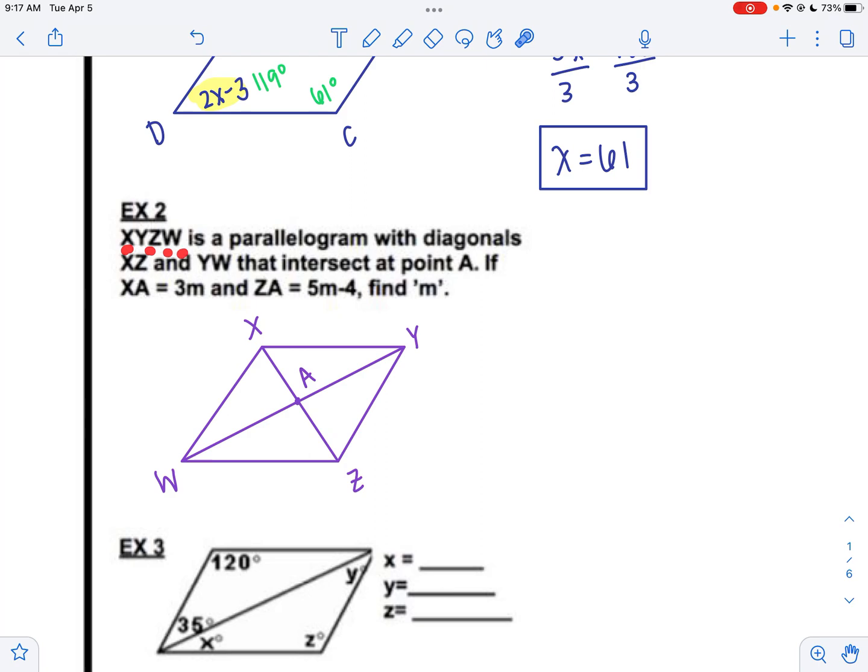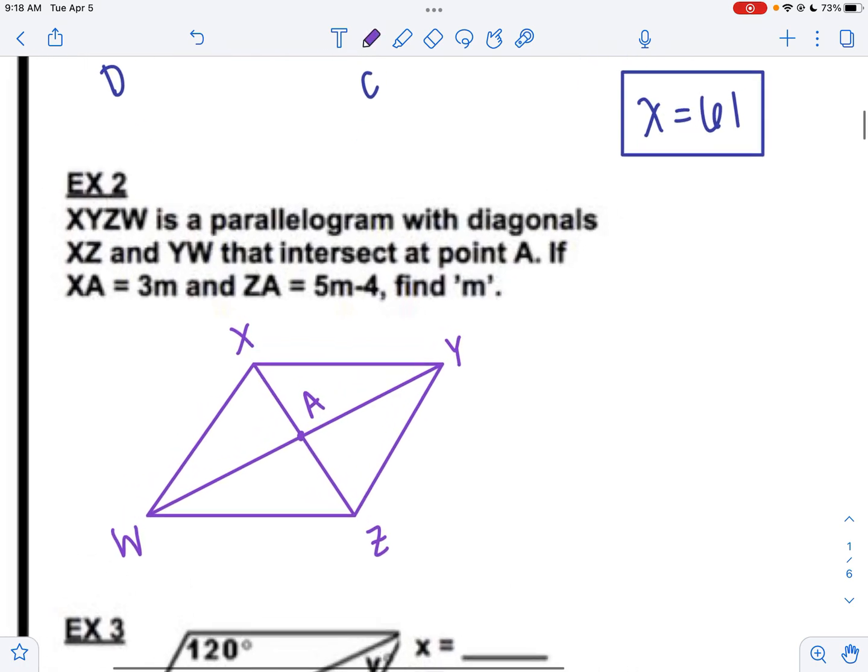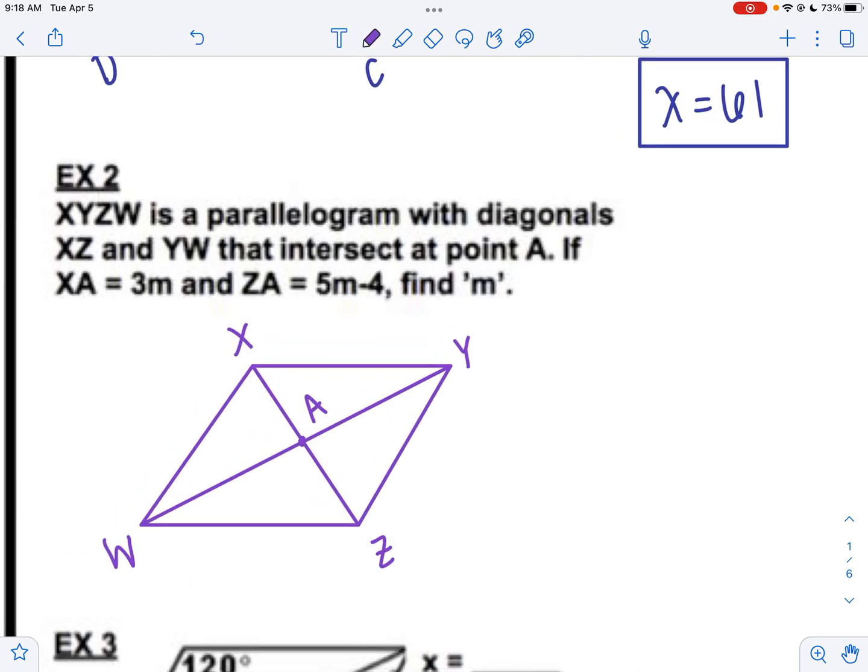So if XYZW is a parallelogram, it has 2 diagonals. They intersect at point A. Okay, now X to A is 3m. So X to A, this piece right here, is 3m. And then Z to A, this piece right here, is 5m minus 4.